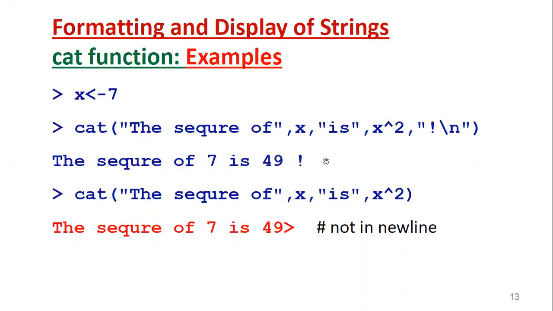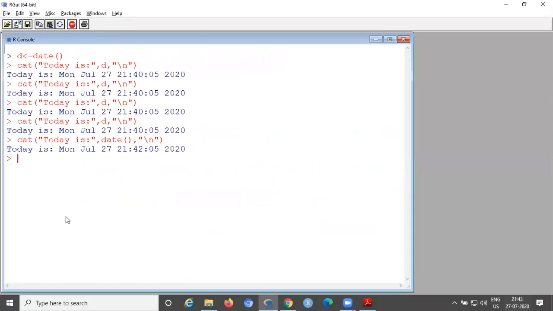So the square of 7 is 49. This is the output. Whatever the value of x, it takes the square of that value. Now here you can see the system time is 9:43. If you run this one, here you can see 9:43. So automatically, dynamically it changes.